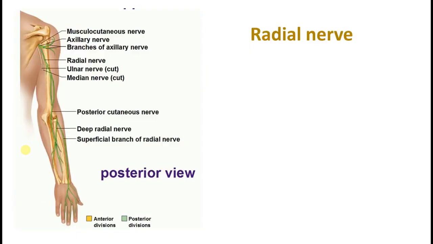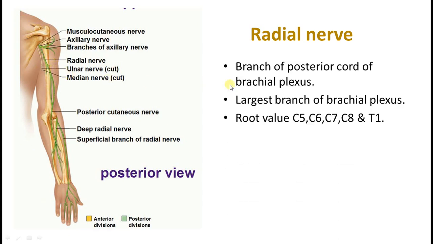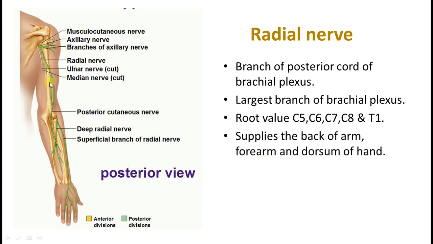So finally we come to the radial nerve, distribution of the radial nerve. It is from the posterior cord of the brachial plexus. So root value is going to be C5, C6, C7, C8 and T1, the largest branch of the brachial plexus. Thickest nerve, mainly supplies the posterior compartment of arm, posterior compartment of forearm and dorsum of hand. For a brief period, it comes to lie anteriorly in the region of cubital fossa.